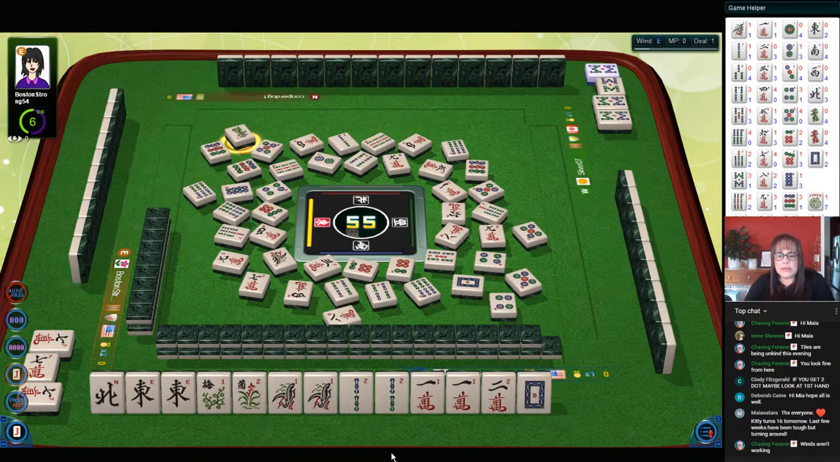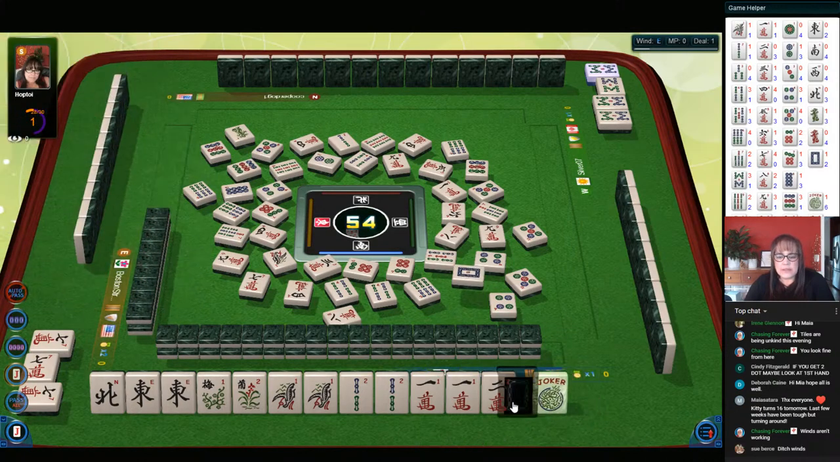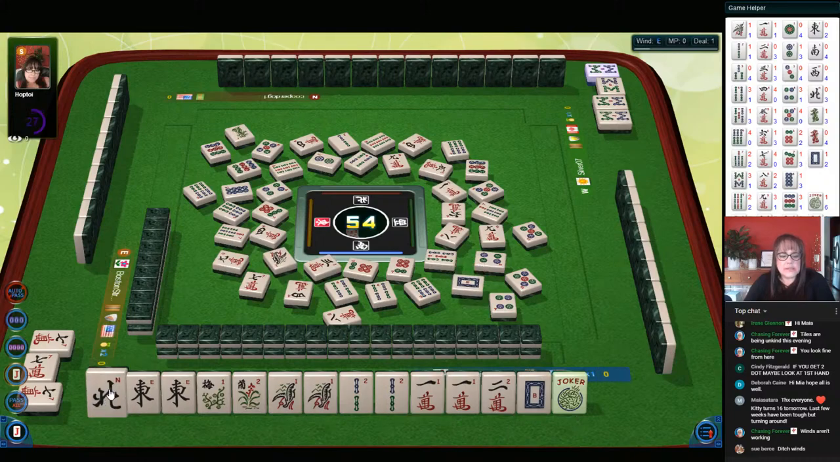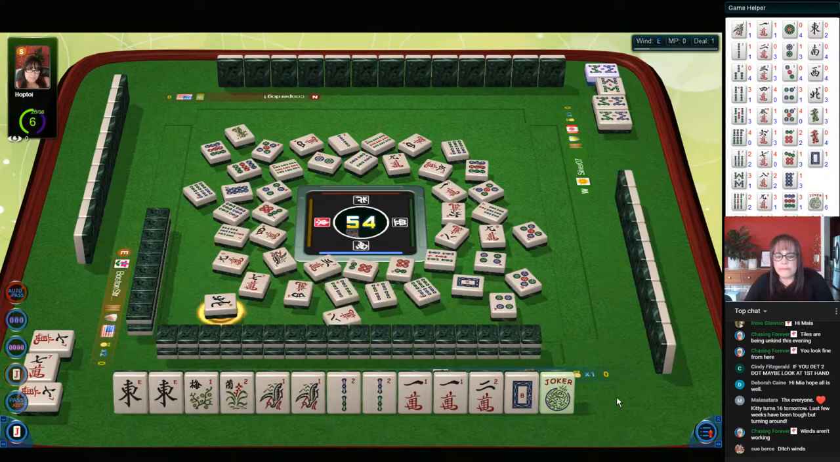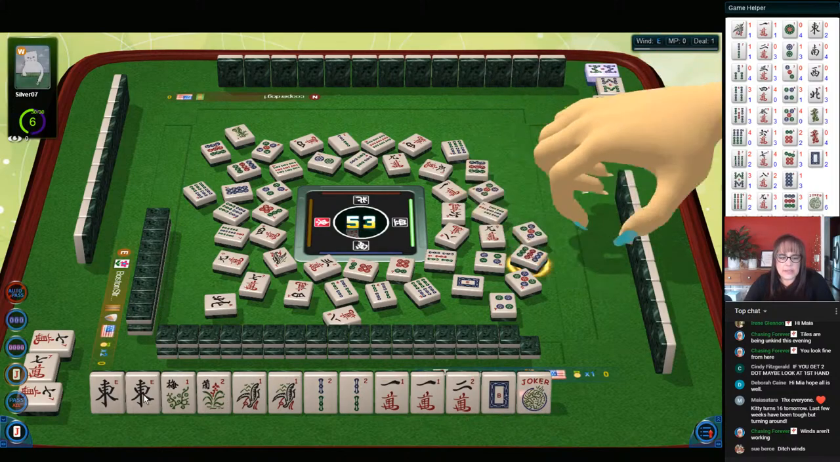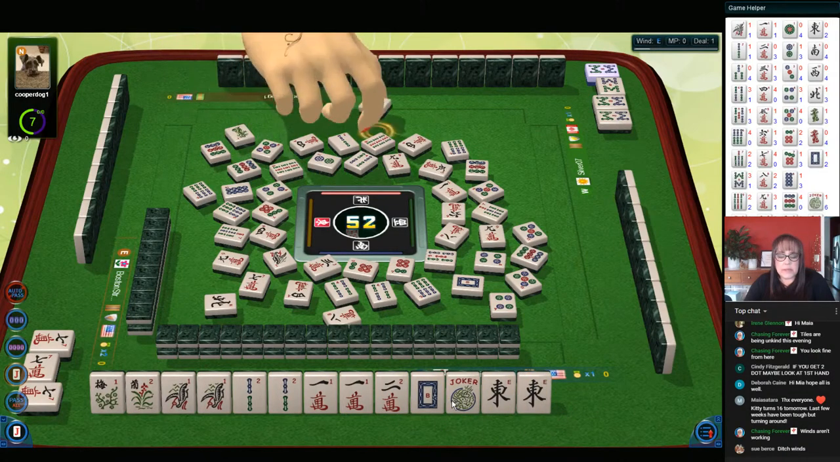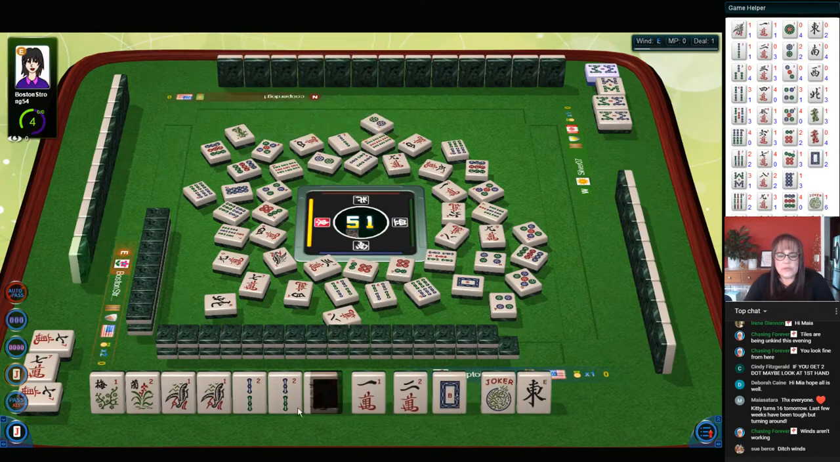I'm thinking Green Dragon. We should let the winds go. Let's see now. Oh boy, this has been challenging. Let's let the west or the north go. Wind. We still have a gap. No west. 9 dots. So I think we should go ahead and focus on maybe 2 dots.